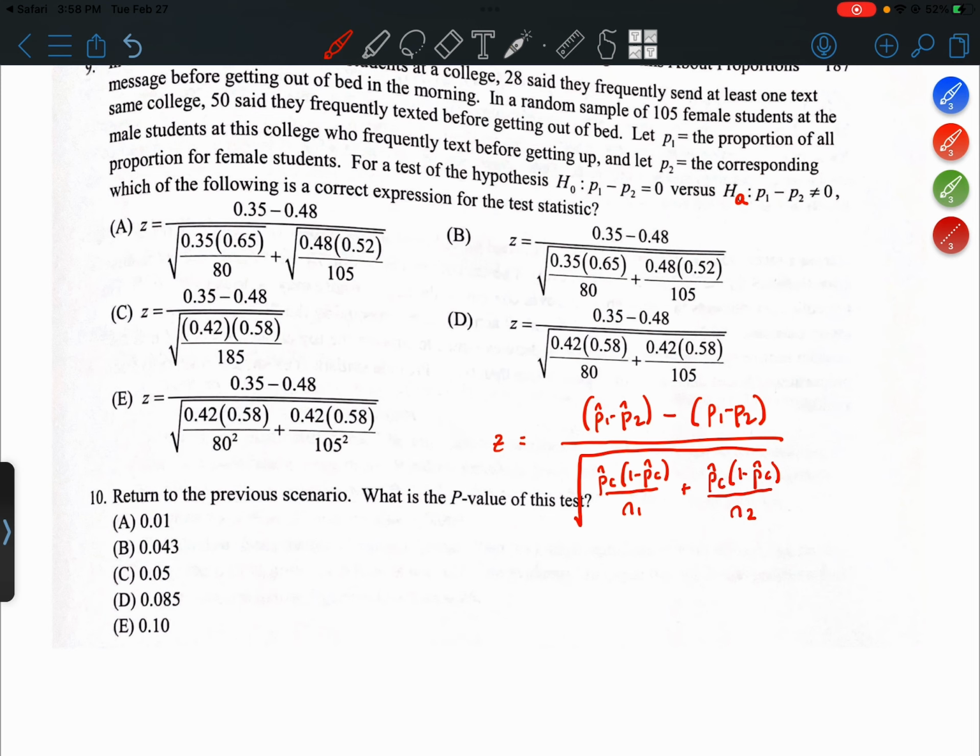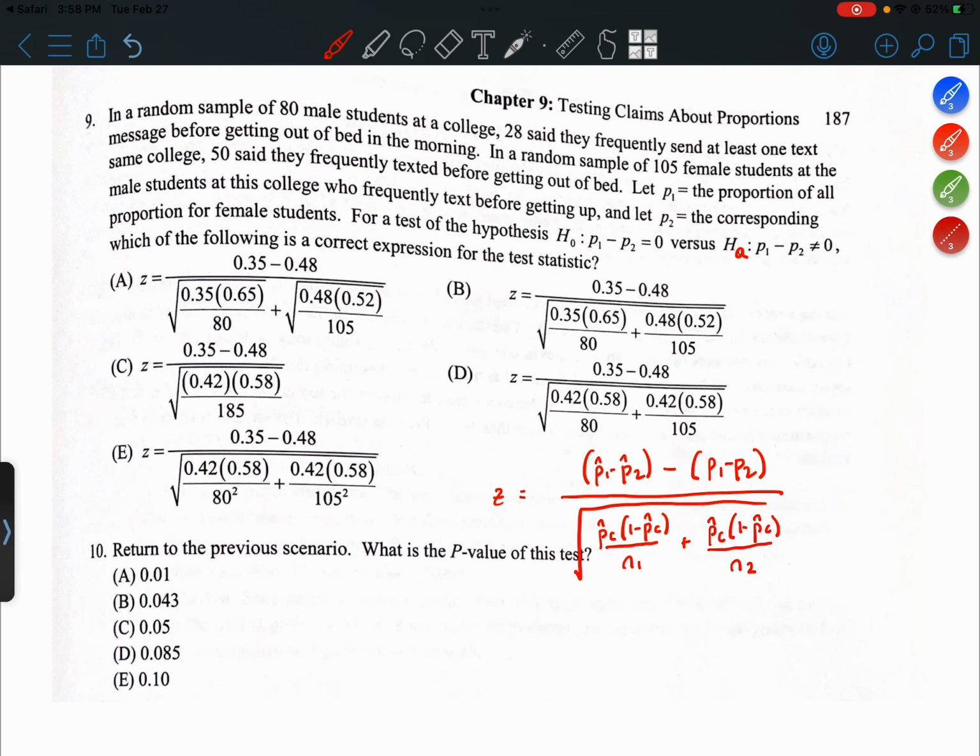Okay. So N1 and N2 just represent the sample sizes. P hat C is the combined proportion. So we have some numbers here in the paragraph. Let's just figure out what is what. Okay, so group 1 is males, so 80 and 28. So let's write P hat 1 is 28 out of 80, which would be equivalent to 0.35.